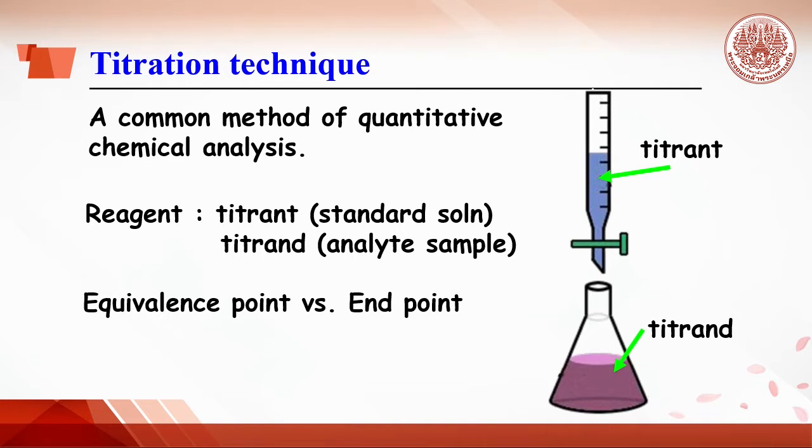The equivalence point is an ideal point for the completion of titration. The end point of the titration is displayed by the changing of indicator color. Hence, the end point and the equivalence point will be precise and accurate if the right indicator is used.